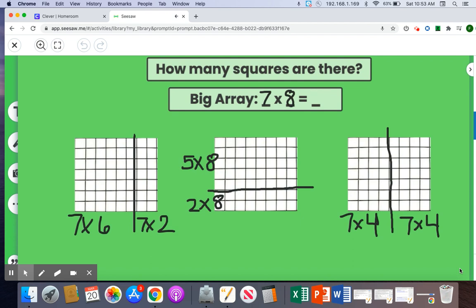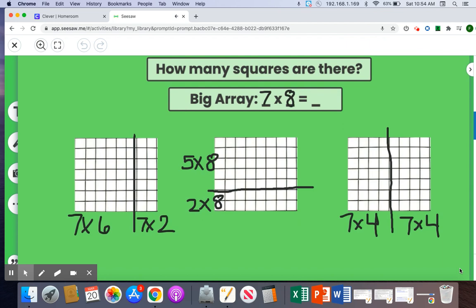And you can see I showed 3 different ways to break the big array into small arrays to make it easier to solve. So for this first one, I broke the 7 rows with 8 in each row into 7 times 6 and 7 times 2. In the middle, I chose to break apart the 7 rows into 5 rows with 8 and 2 rows with 8. And the third way I showed to break it apart was in half. This one I could break in half into 2 equal arrays. So I did 7 rows with 4 in each and 7 rows with 4 in each.